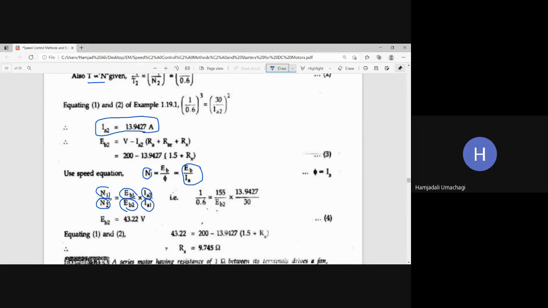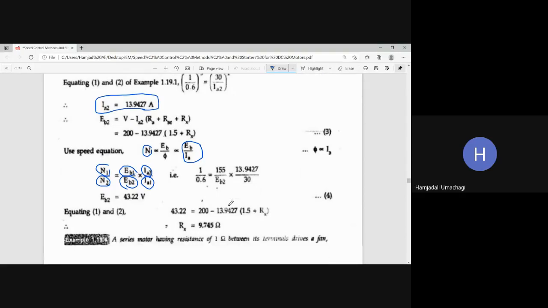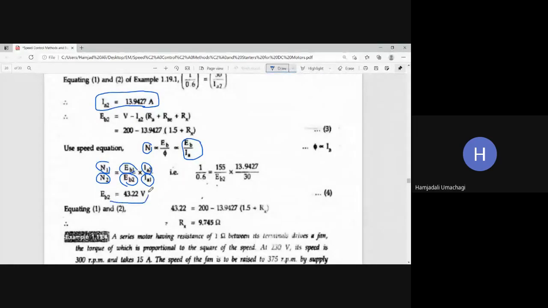So we know the N1 by N2 ratio. Already we have seen it is 1 upon 0.6. Eb1 is 155, Eb2 is unknown, Ia2 is 13.9427, Ia1 is 30. So everything is known, but the only unknown is Eb2. If you solve this equation, the Eb2 value is 43.22 volts. Eb2 is 43.22 volts.